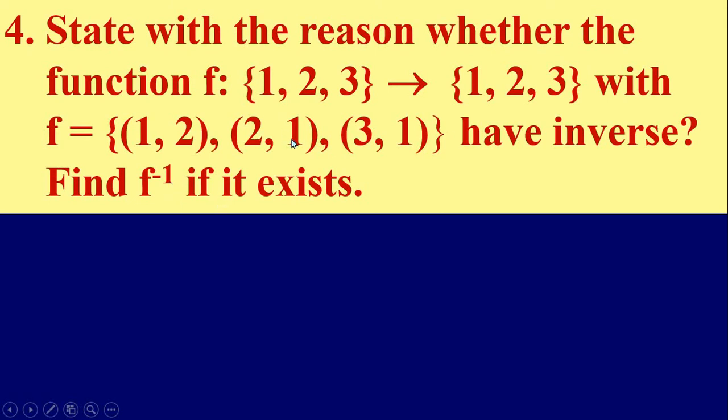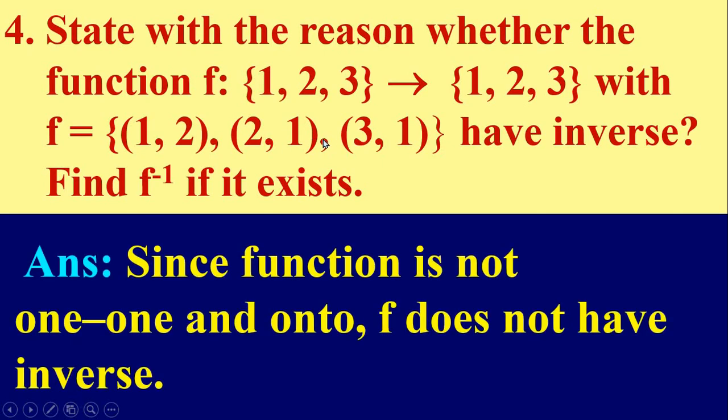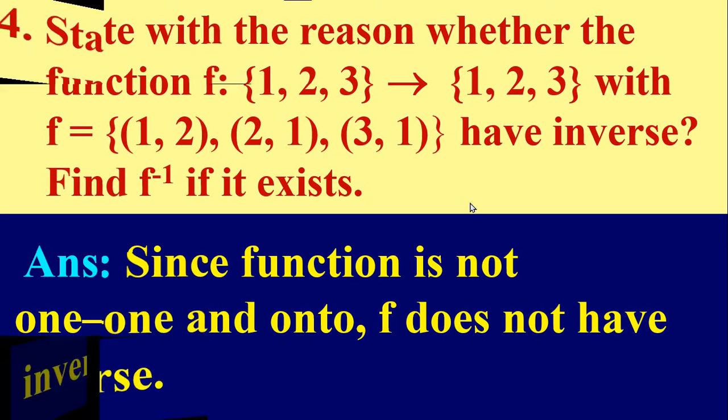Now here 2 is related to 1, 3 is also related to 1. That is, different elements have same image. So therefore this function is not one-one, and all the elements of codomain are not images. So therefore this is not onto. Since this function is not one-one and onto, f does not have inverse. So this function is not invertible.